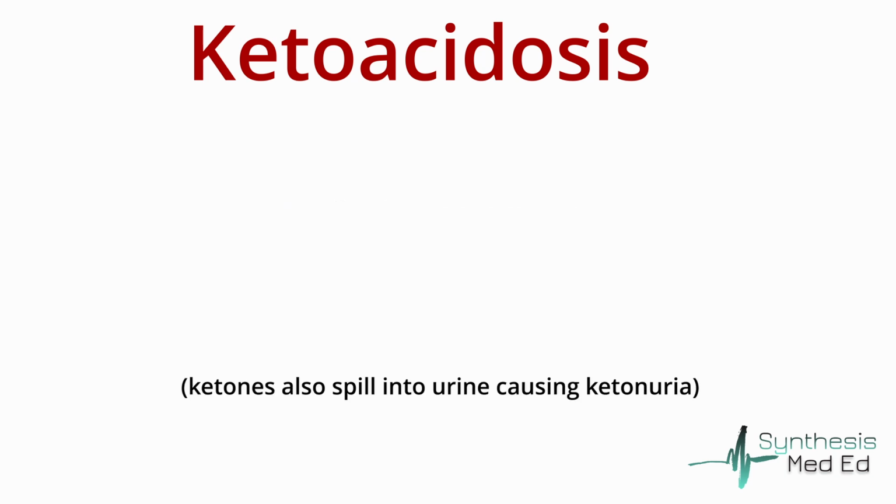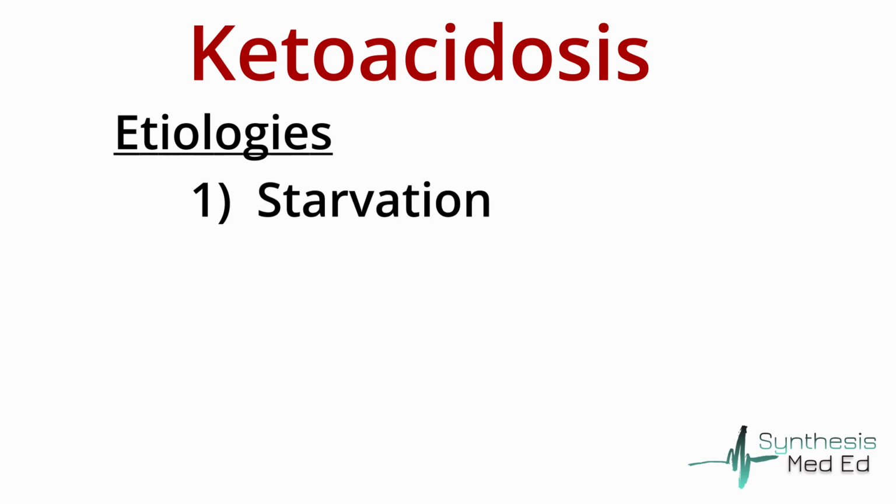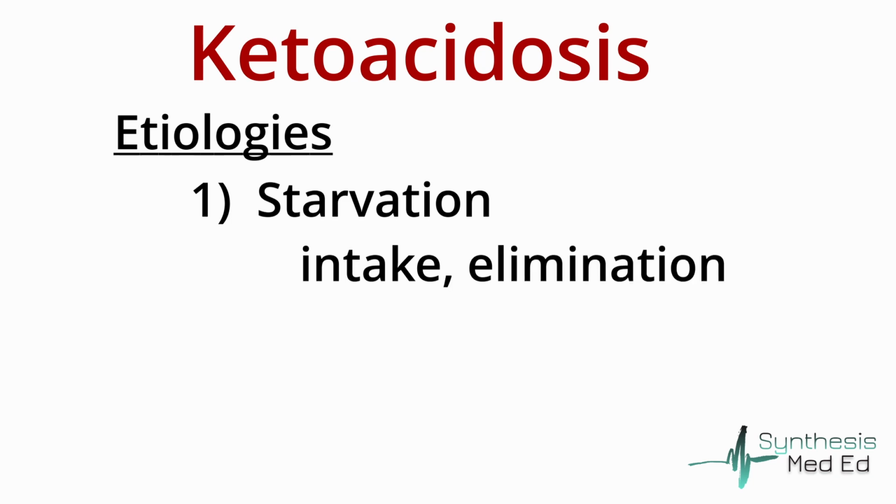So what can cause ketoacidosis? There are three primary etiologies of ketoacidosis. As we've discussed already, a starvation state can result in a ketosis and a subsequent ketoacidosis. And this can be caused by a decreased intake of nutrients, specifically glucose and carbohydrates. Malnutrition can cause this, and keto diets can also lead to this. A starvation state can also result from too much elimination of nutrients, either from the top or from the bottom. From the top, too much vomiting. From the bottom, excessive diarrhea.